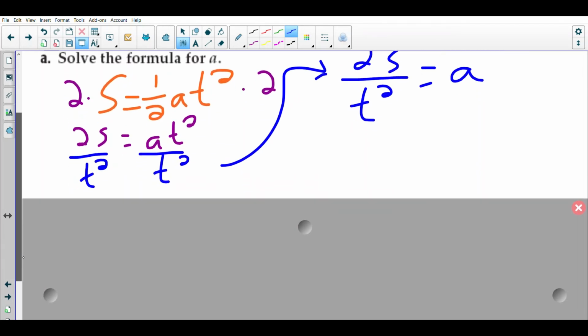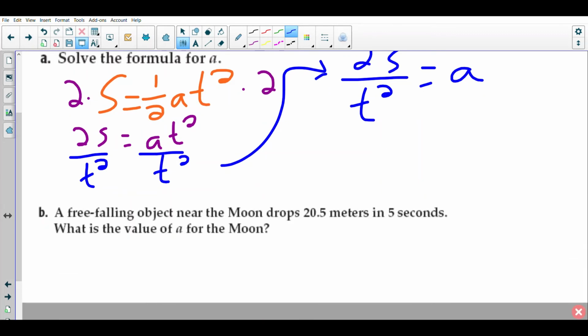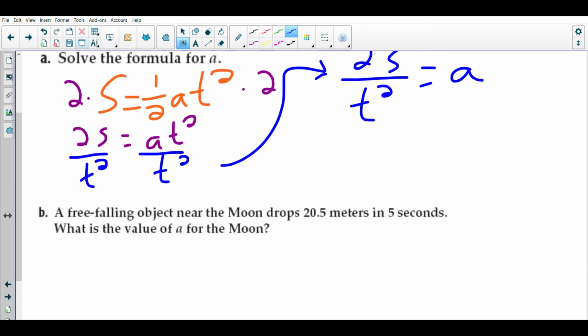Now I want to use that formula for the next part. A free-falling object near the moon drops 20.5 meters in 5 seconds. Find the value of a for the moon. So I'm going to find the acceleration rate when we're on the moon. So I'm just going to plug in. Meters, obviously that's distance, or in this case it's s, and seconds is t, because it's time. So all I gotta do is substitute it and solve.